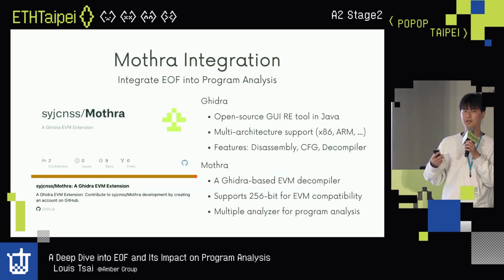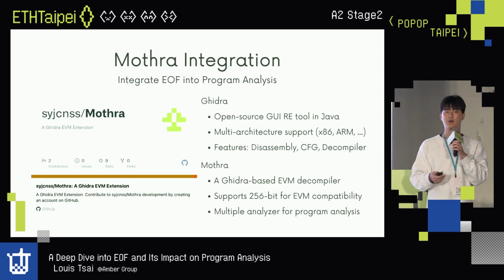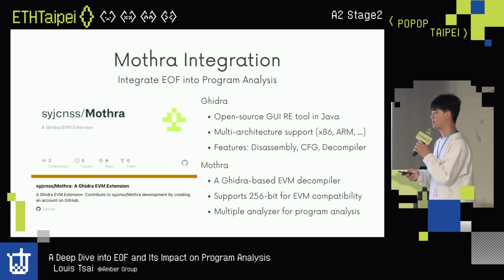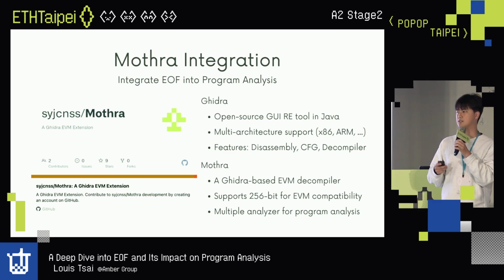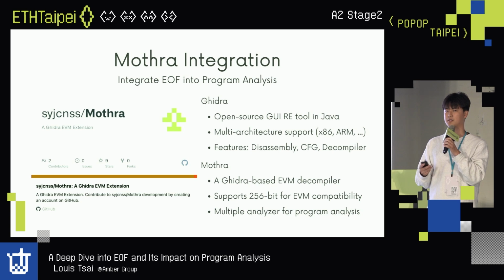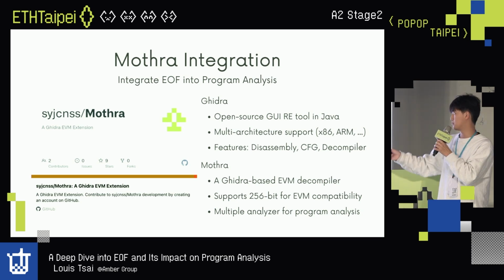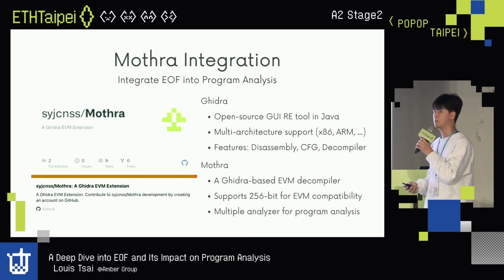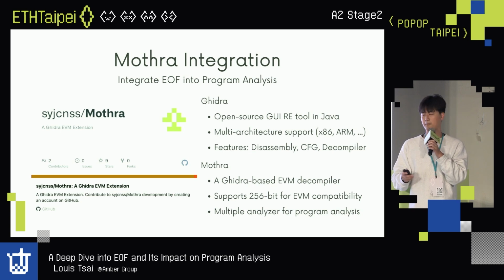And then we will come back to Mosra and show you how we integrate EOF into our tool. Let me first briefly introduce Mosra. Mosra is a Ghidra-based EVM decompiler. Ghidra is a very popular Web2 decompiler, and you could build extensions on top of Ghidra. Ghidra supports multiple architectures, for example, x86 or ARM and more. But it does not natively support EVM.